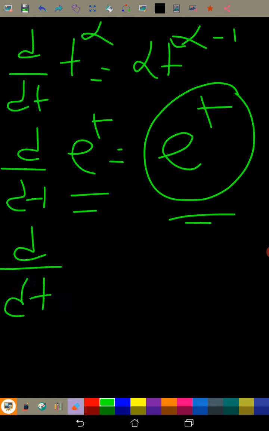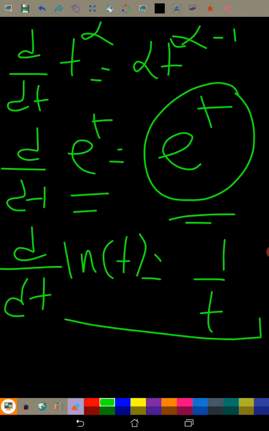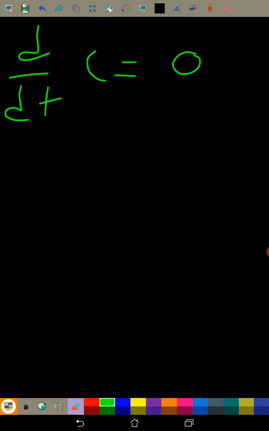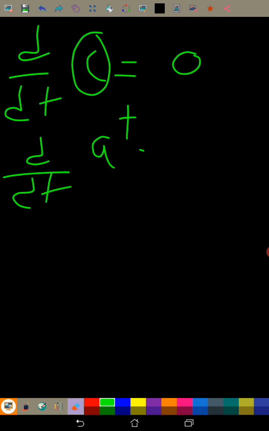d dt of ln t gives you 1 over t. Such things, natural logarithm, things like that. But if you want to just revise a little bit, we did the constant: d dt of c is 0 because c is a constant. d dt of a to the t, this is just the power rule.